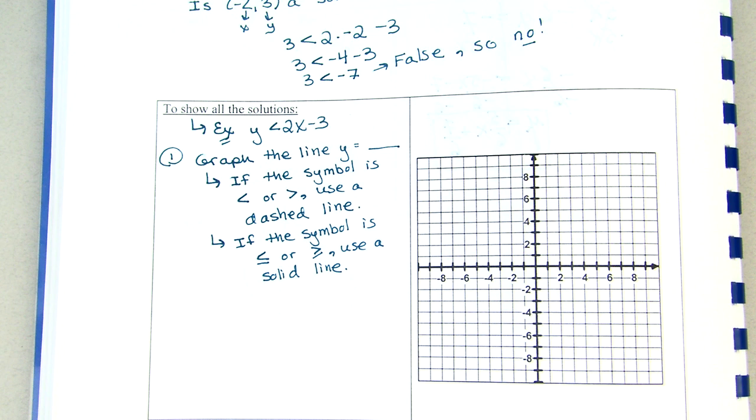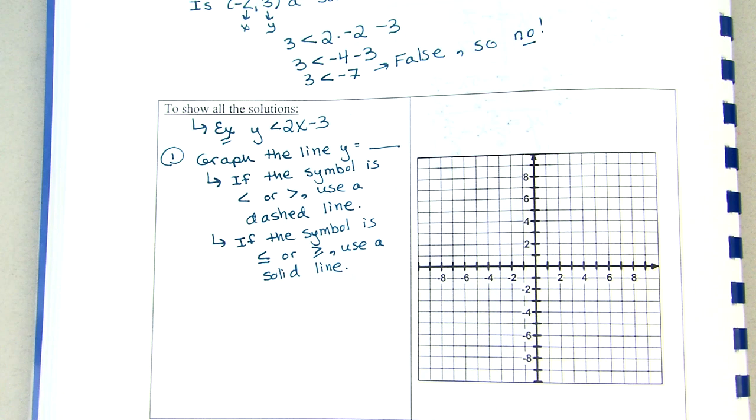When I graph this line, how should I do it? Dashed line or solid line? According to the rules I just wrote on the screen. Dash, because it was just less than, not less than or equal to. If I put the little line underneath it, we'll do a solid line. We're going to use a dashed line over here.